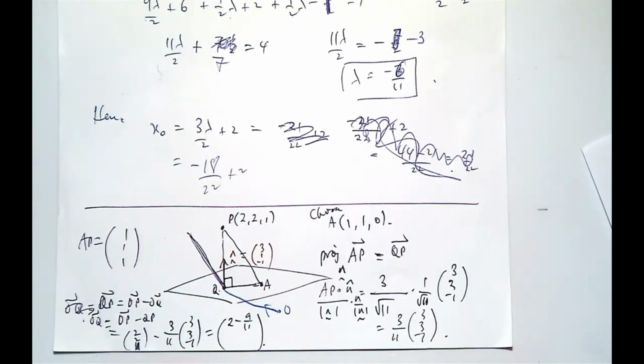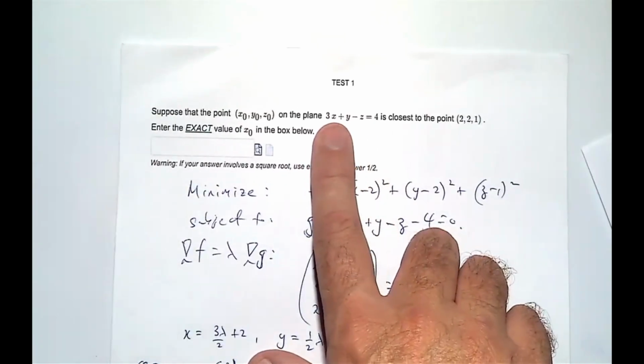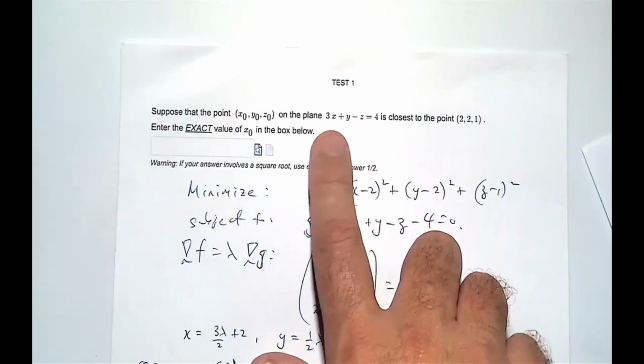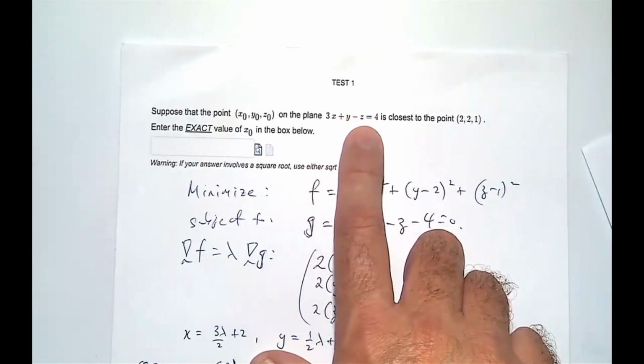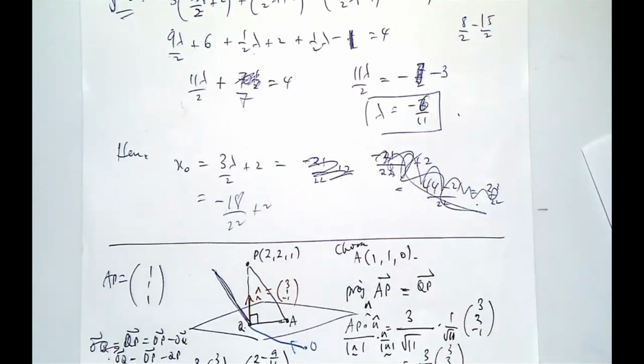I just picked it. So the question is, how did I choose the point A? Well, I wanted to find a point A on the plane, and it doesn't matter which one. And so I just went up there and said, okay, what is an easy value of x, y, and z that gives you 4? So 1, 1, 0. There are other ones.